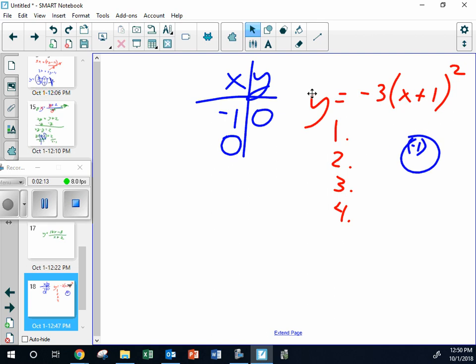Don't say it. Compare it with the kid next to you. When you put in 0, what do you get?